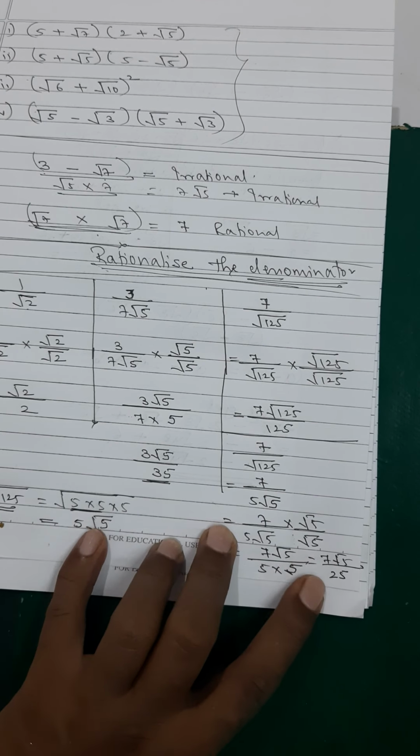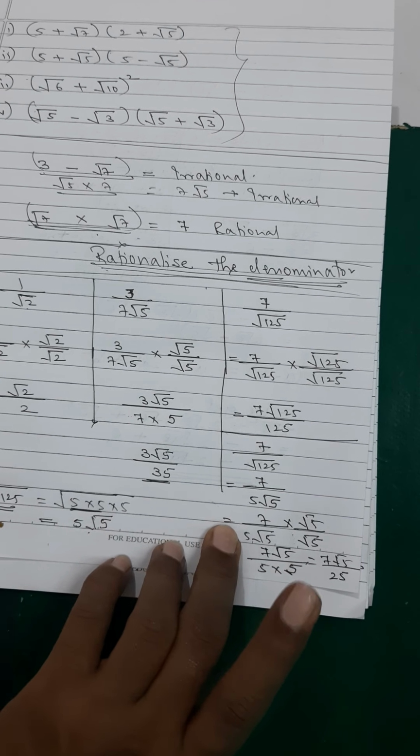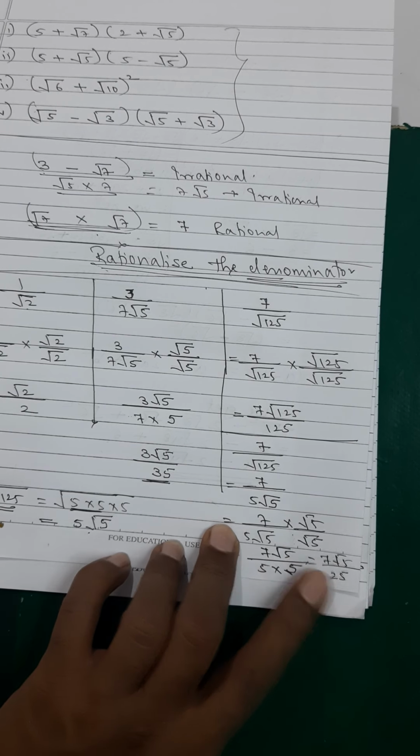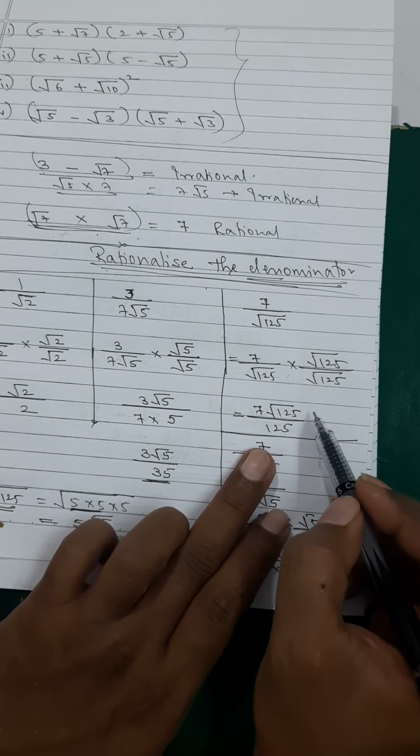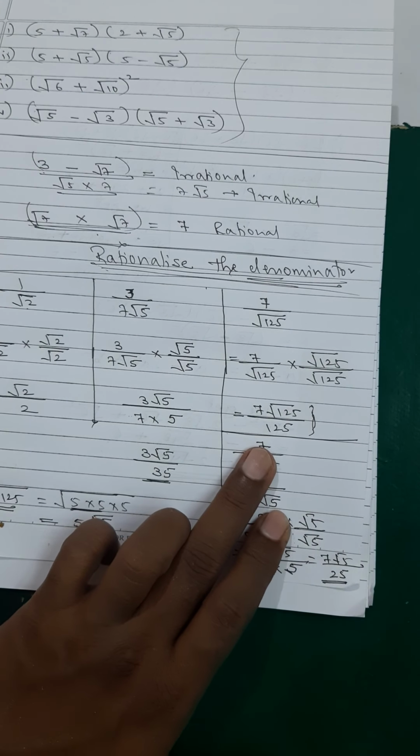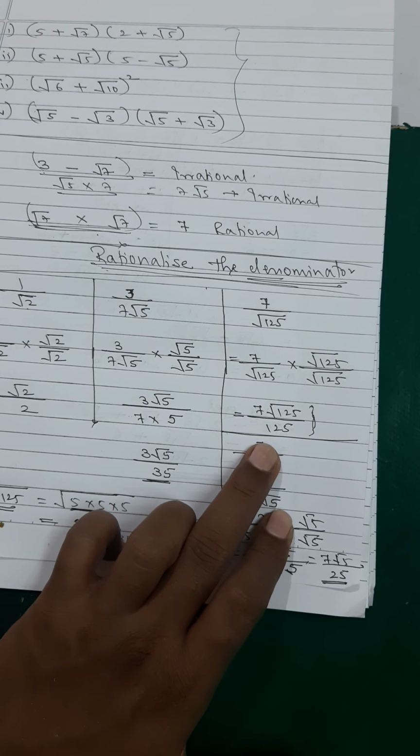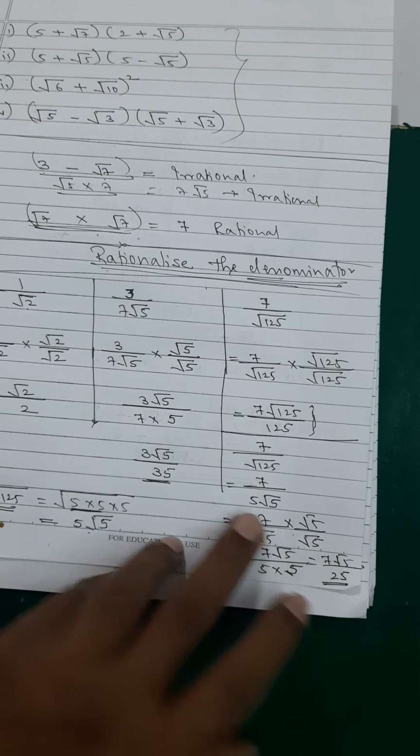Are you getting 7 root 5 upon 25? Actually, this is the right answer. This is because this is the most simplified answer. This can be your answer, if your school teacher accepts it. But then this also you can come here. Don't get confused, please.